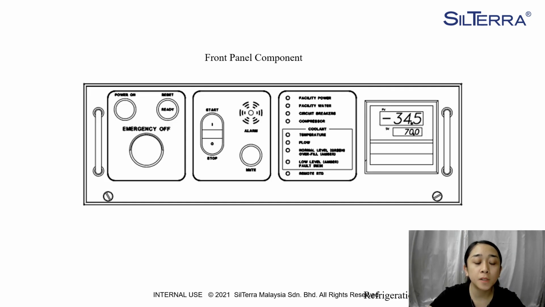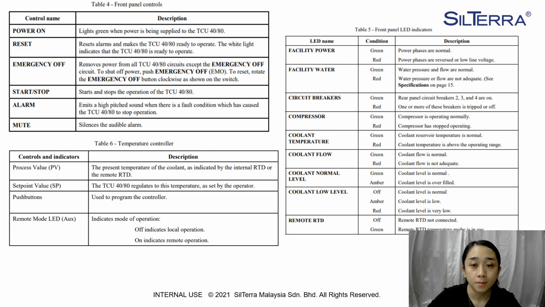Okay, next. This figure shows the front panel components. For front panel control, we have power on, reset, emergency off, start and stop, alarm, and mute. For the temperature controller equipment, we have a process value, PV. The second one is set point value. The third one is push button, and the last one is remote mode LED.